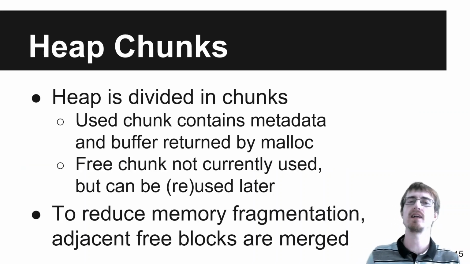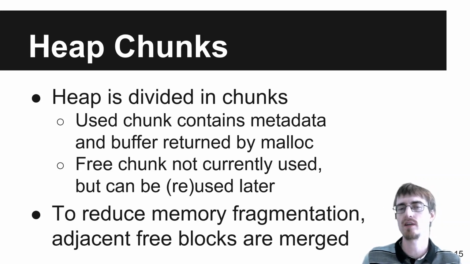The heap is divided in chunks. So each chunk contains a part of the available heap memory, and a chunk can be of two types. A chunk can be either used or free. A used chunk, in addition to the metadata, simply contains the data that was stored by the program. So malloc returns a pointer to a buffer inside the chunk, and this buffer is used to store the actual data that we care about.